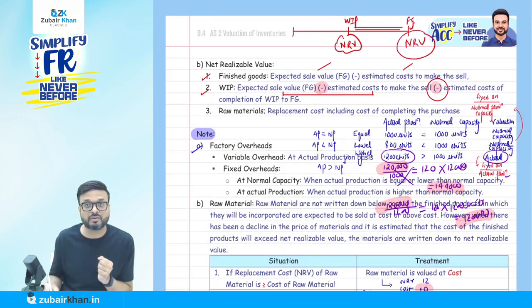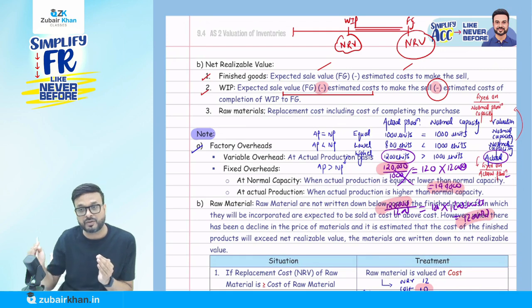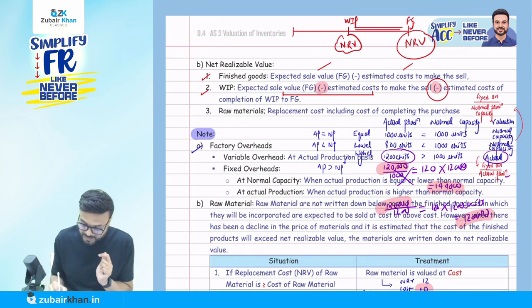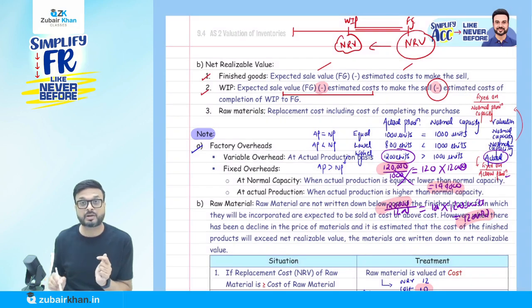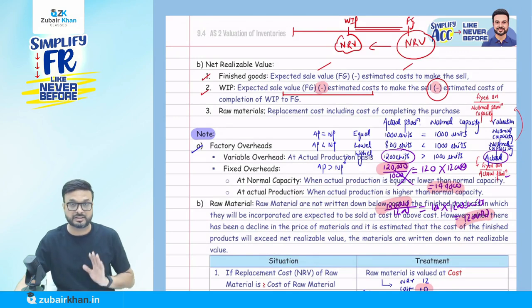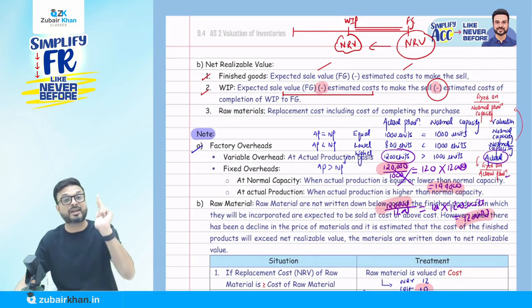So how do we find the NRV of finished goods? Expected sale value of finished goods minus cost to make the sale, and minus one more thing: the estimated cost of expenses from the WIP to finished goods stage. You got the point. That is how we find the NRV of WIP.